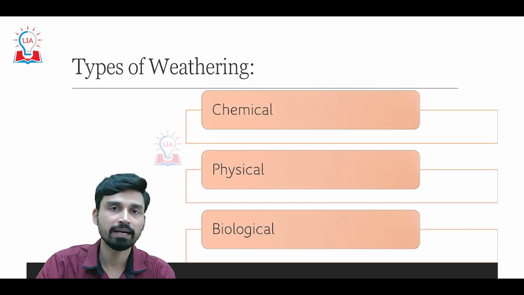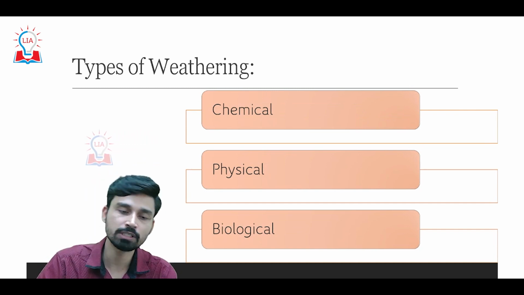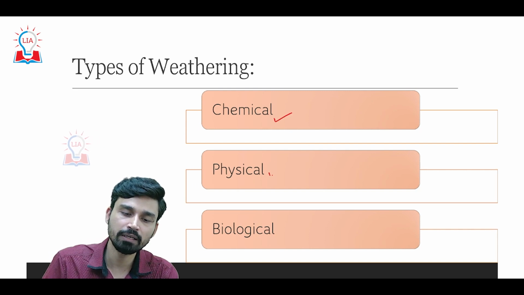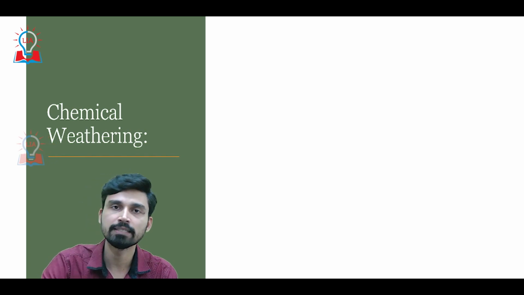Now, how can we classify the types of weathering? On the basis of what kind of changes we are witnessing, or the reason or cause behind these changes, we can classify weathering into chemical weathering, physical weathering, and biological weathering. So, first of all, let us try to understand what chemical weathering is.